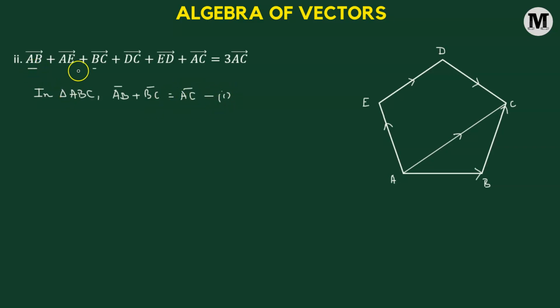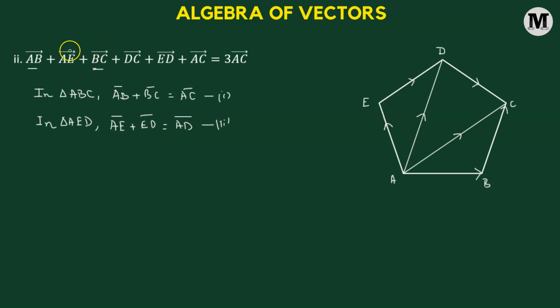Now that means we can combine this AB vector with BC vector to get AC vector. So that's fine. Next we will consider AE vector and ED vector. For this, we're going to join A and D with a directed line segment going from A to D. So we consider the triangle AED. So here we have AE vector added to ED vector, that will be equal to AD vector. So let this be number 2.